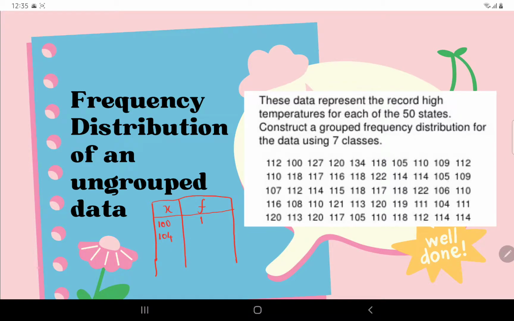104 occurs how many times? One. I guess it is only once. And then 105 occurs how many times in this data? 1, 2, 3. Okay, 3. So its frequency is 3, and so on until the largest data, which I think is 184. Okay, so that is how to construct a frequency distribution of ungrouped data.